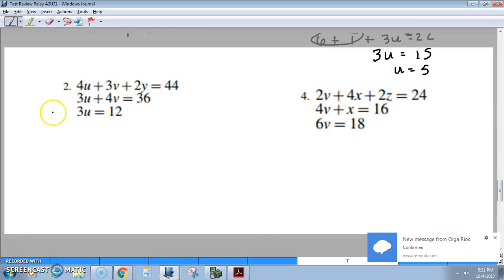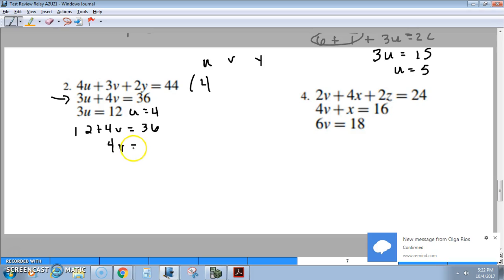Okay. And here, let's do it again. 3 times U is 12, so U must be 4. T, U, V, and Y. So they're in alphabetical order. We have U, V, Y. U is 4. When we throw that back into the second equation, 3 times 4 is 12, plus 4V equals 36. Subtract 12 from each side, and divide both sides by 4, so V is 6. So I have 4 and 6. And now I can throw it up in that top equation.